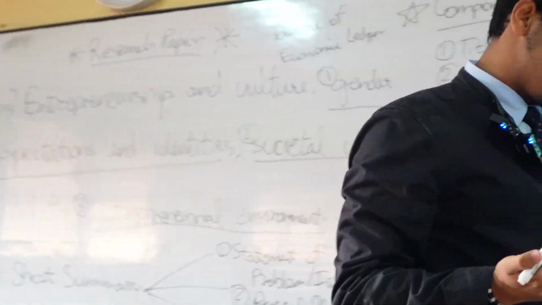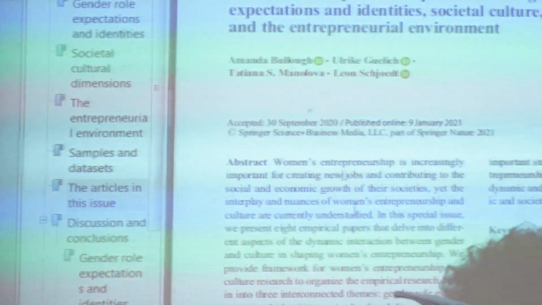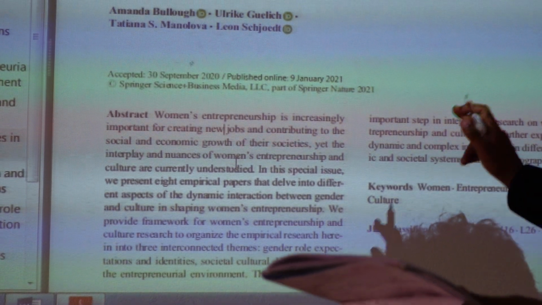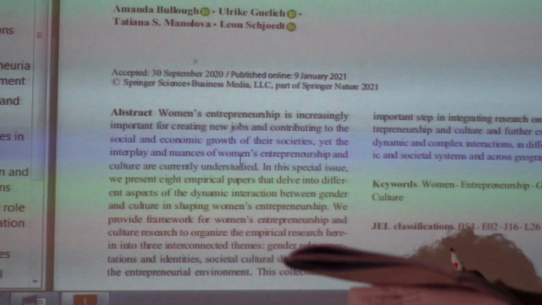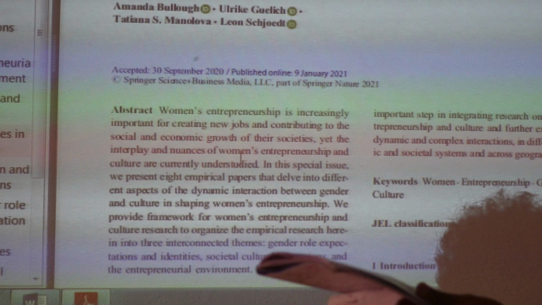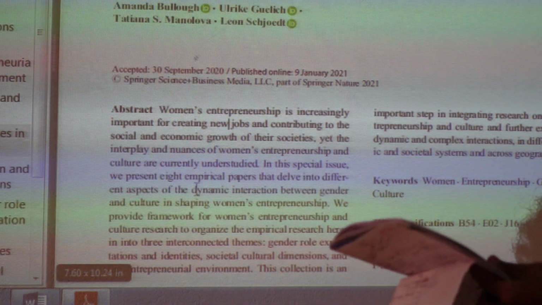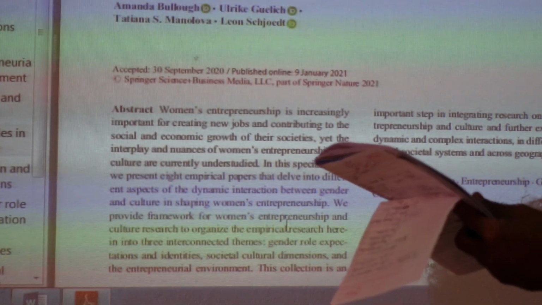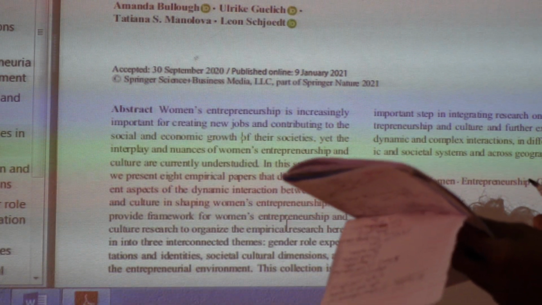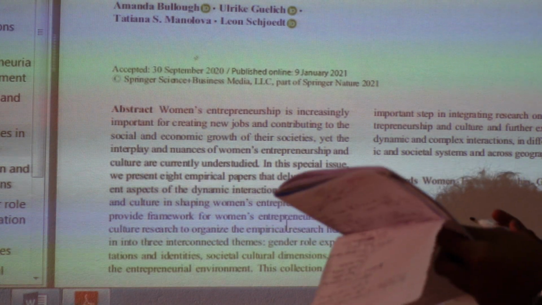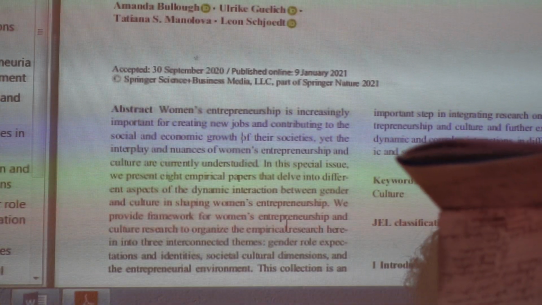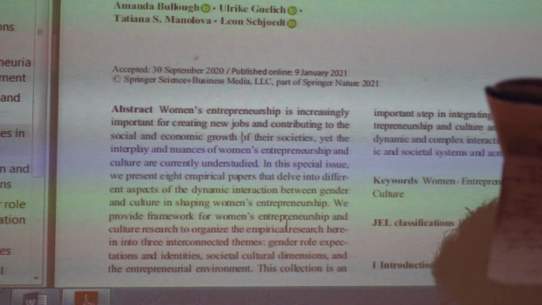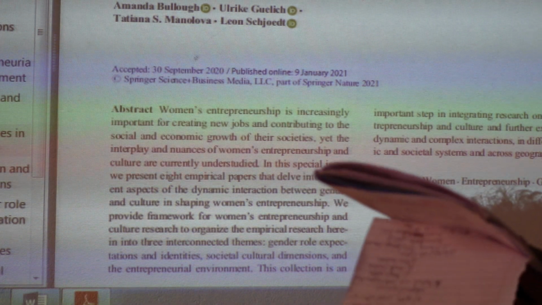Now we move on to the fourth component. These methods, or these 8 empirical papers, help to integrate research on women's entrepreneurship and culture, exploring the dynamic and complex interactions between gender and culture further in different economic and social systems and across countries. So the part integrating research on women's entrepreneurship and culture and exploring these dynamic and complex interactions is our main conclusion.